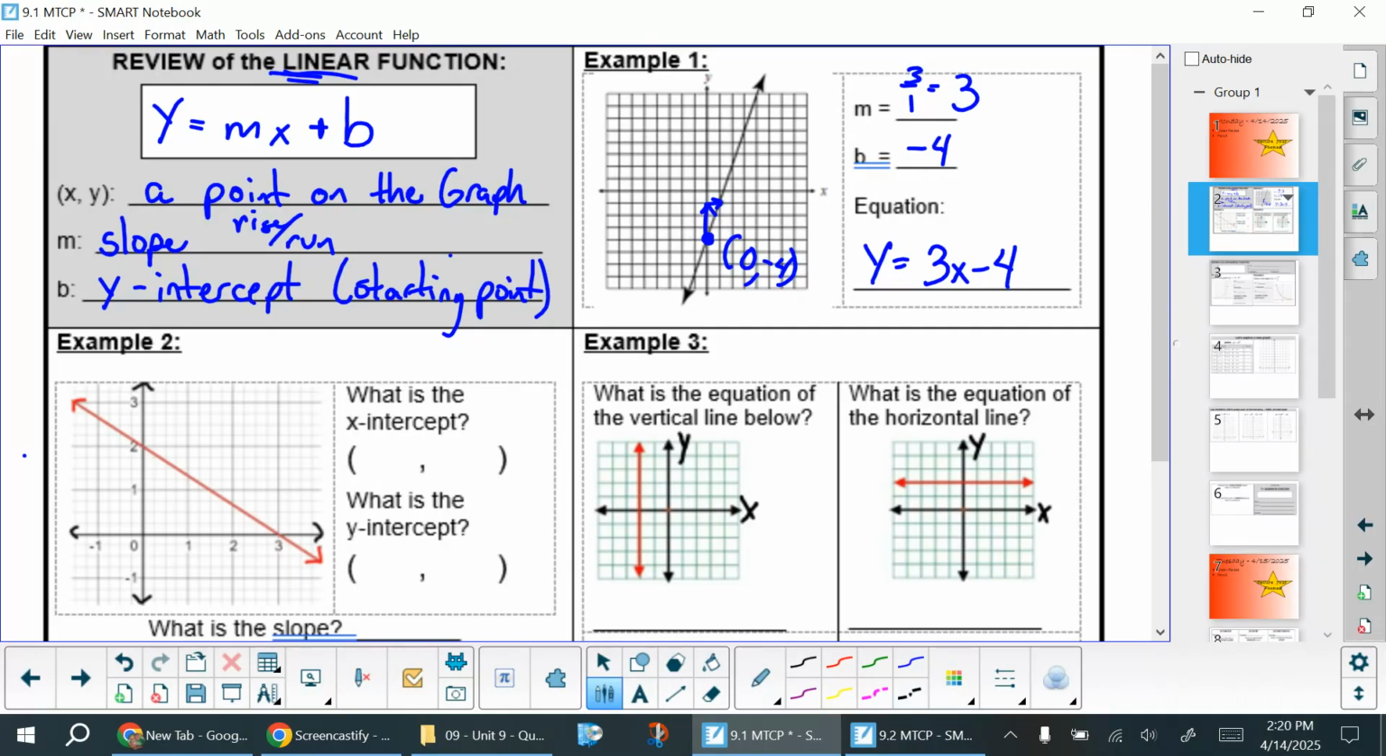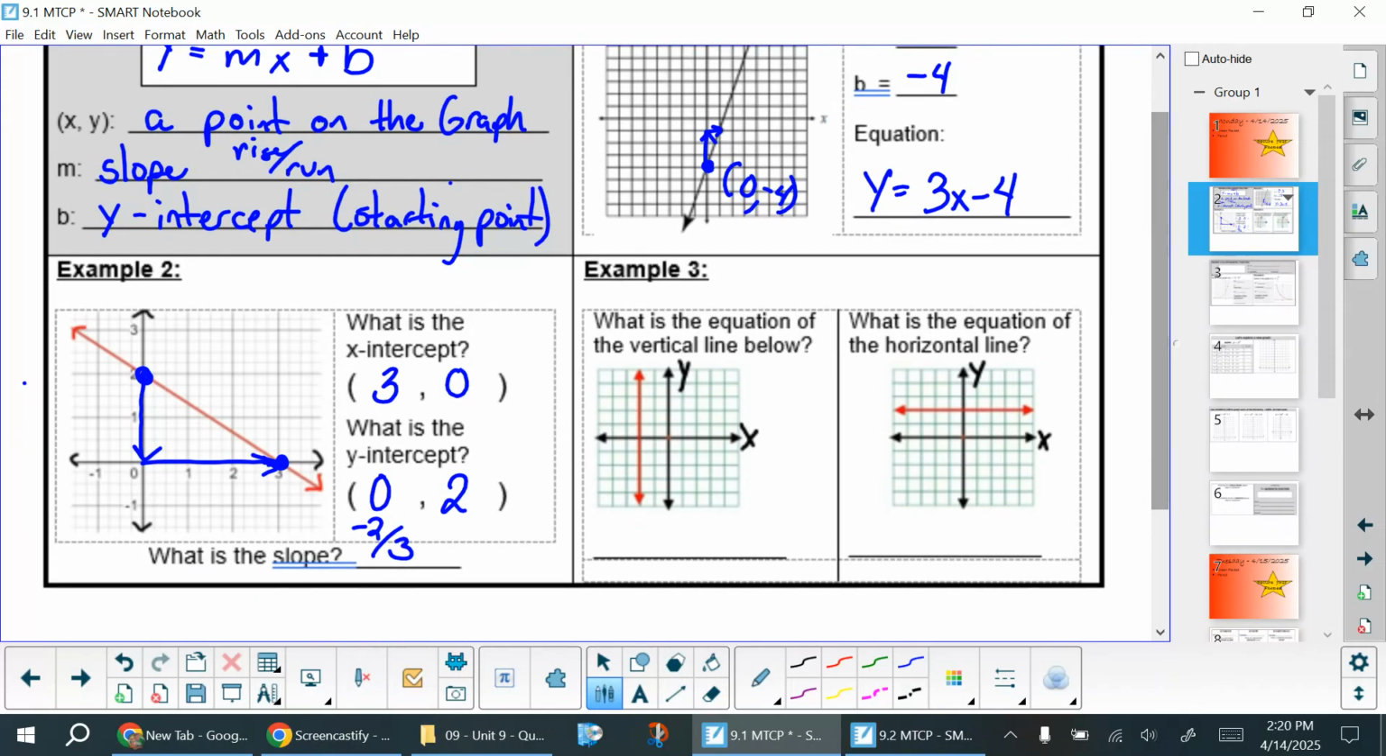Over on example 2, the x-intercept is the point where we cross the x-axis, so that would be the point (3, 0). The y-intercept is where we cross the y-axis, so that would be the point (0, 2). And then the slope, we can do our rise and our run. So I went down 2 over 3. So -2 over 3 is my slope.